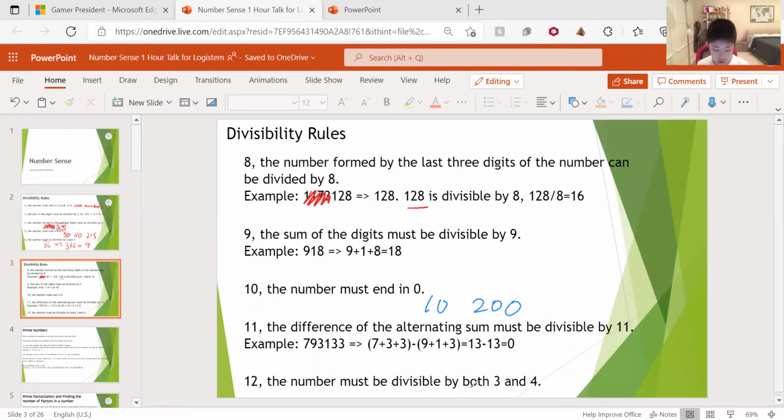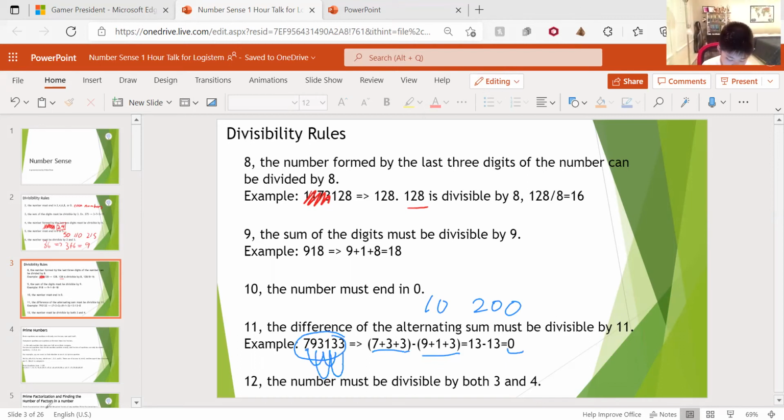And for 11, the difference of the alternating sum must be divisible by 11. For example, 793133 equals 7 plus 3 plus 3 minus 9 plus 1 plus 3, which is 13 minus 13 equals 0. What I mean by this is that we take the first digit, third digit, and fifth digit, and we get this. So we subtract the second digit plus the fourth digit plus the sixth digit, and we get this. And we take the difference, and we get 0. And since 0 is divisible by 11, this number must be divisible by 11 as well.